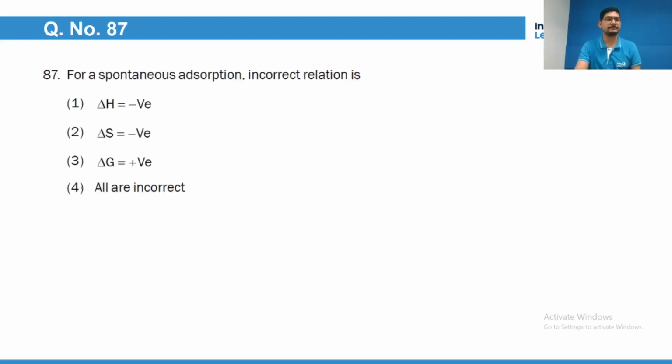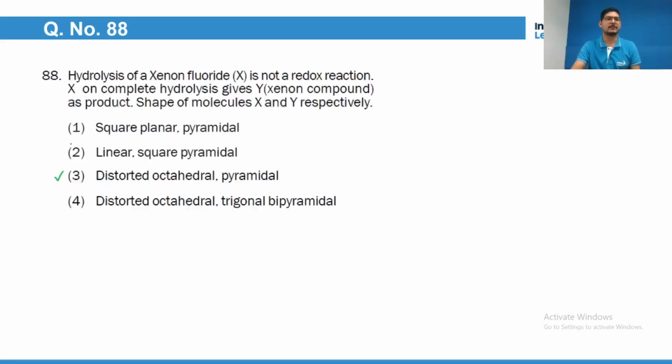Remember that. For adsorption, it is exothermic because it involves bond formation between adsorbent and adsorbate. Entropy is negative because adsorbate molecules get localized on the surface of the adsorbent, but it is spontaneous, so Gibbs energy would be negative, not positive. So this is the correct answer.